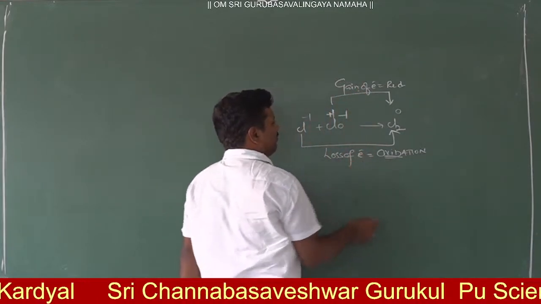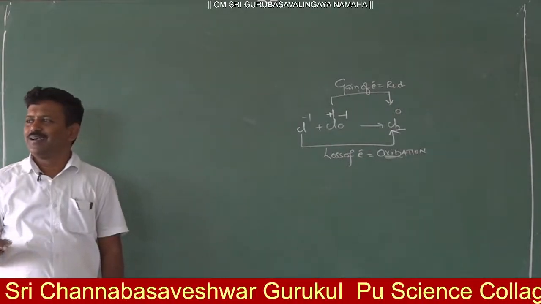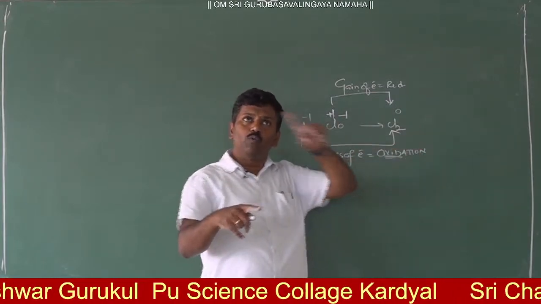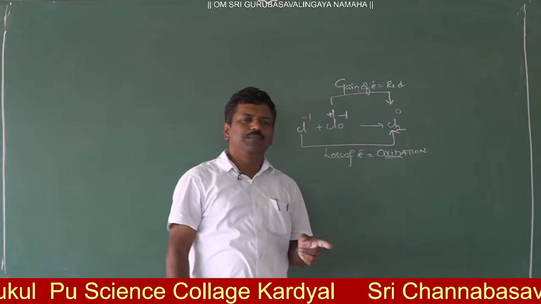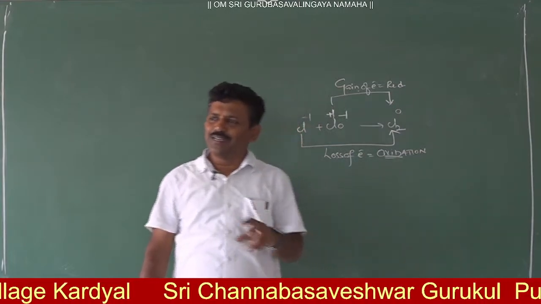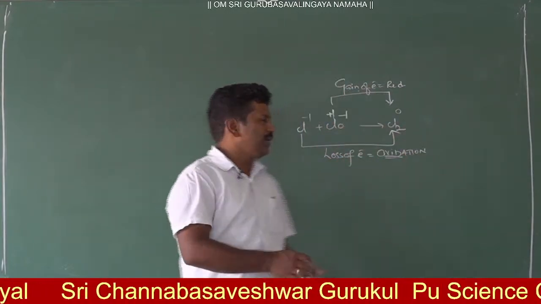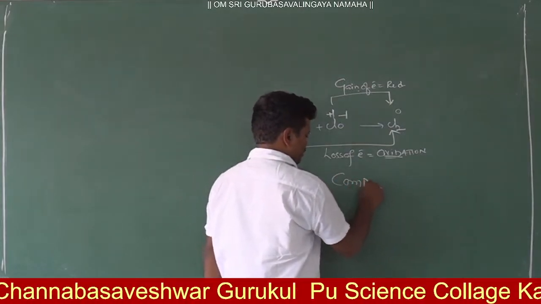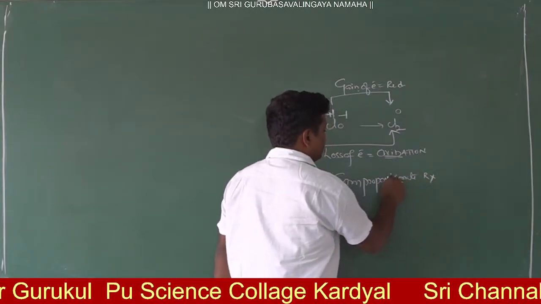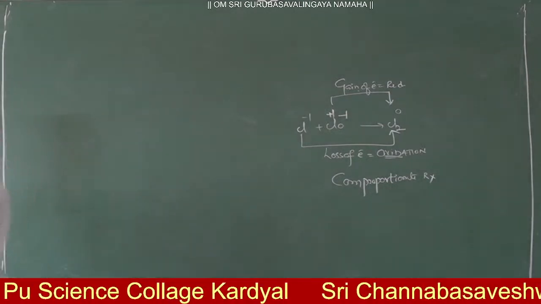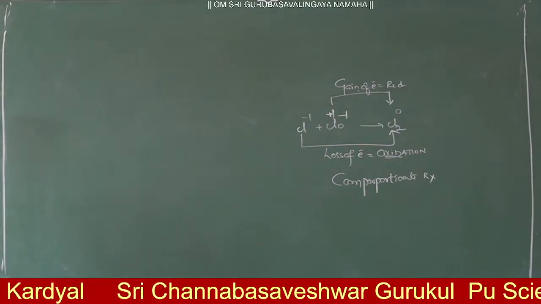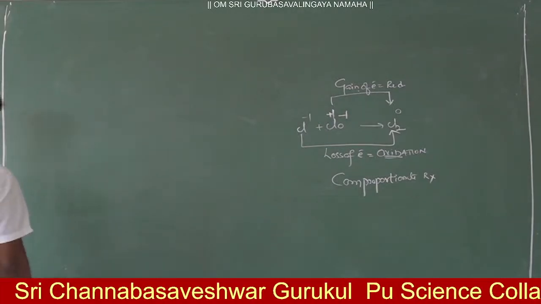Observe this one. Reduction and oxidation are observed from 2 components to 1 component. In the previous case, it was 1 component to 2, like P4 to PH3 plus H2PO2 minus. There, 1 appears as 2 different ones. Here, 2 appear as 1. That's why it is called a comproportionate reaction. This one is disproportionate, and this one is comproportionate.